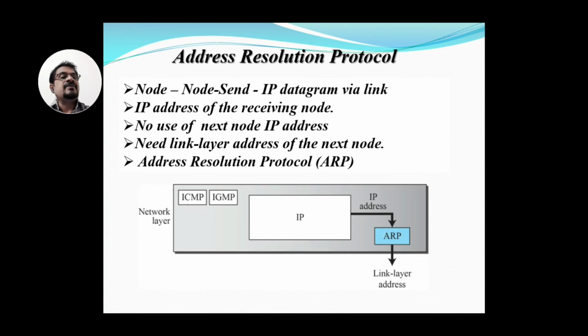The ARP protocol is used in the network layer. In the network layer, we know there are the ICMP, IGMP and IP protocols. ICMP is Internet Control Message Protocol, IGMP is Internet Group Management Protocol, and then the Internet Protocol. There, the ARP protocol uses the IP address to identify the link layer address, and that link layer address is then added at the data link layer. With that help, the data can move from one node to another.